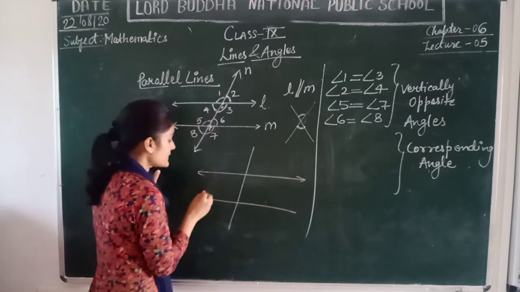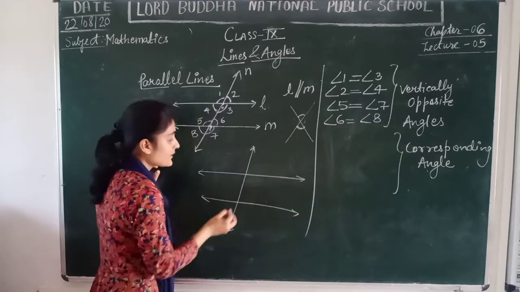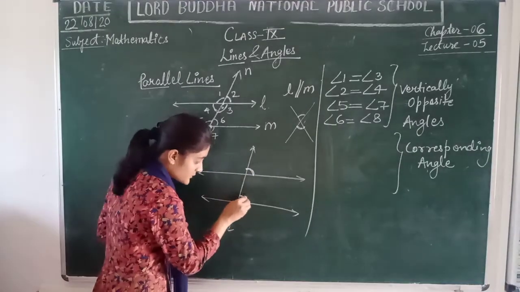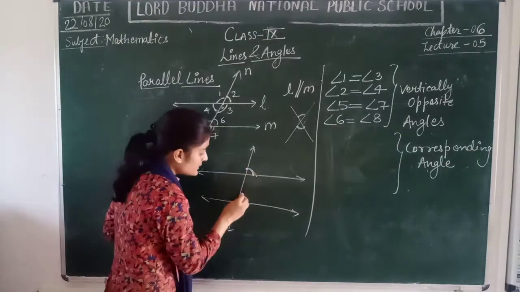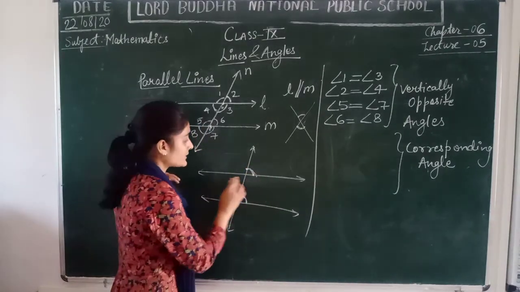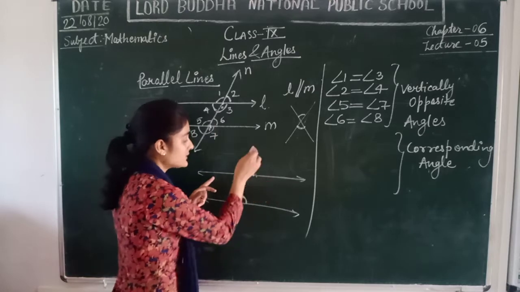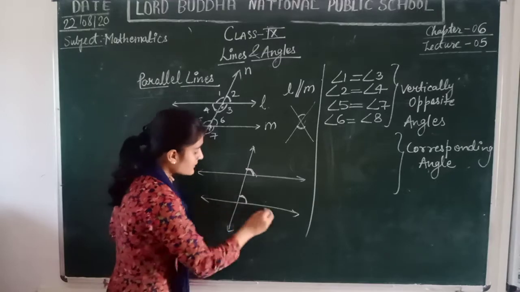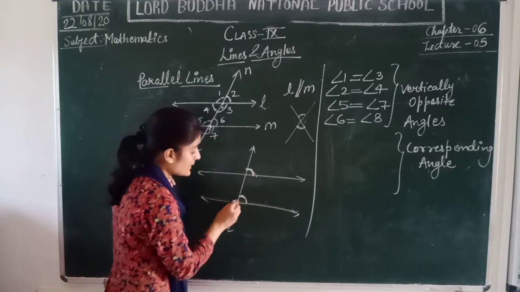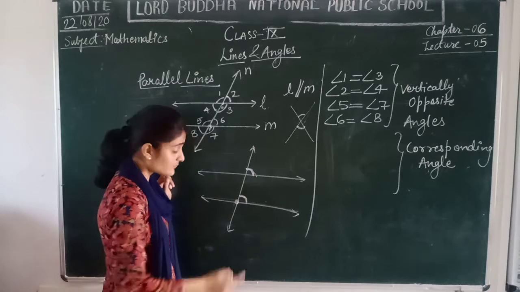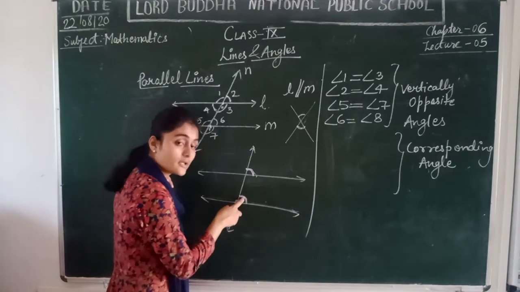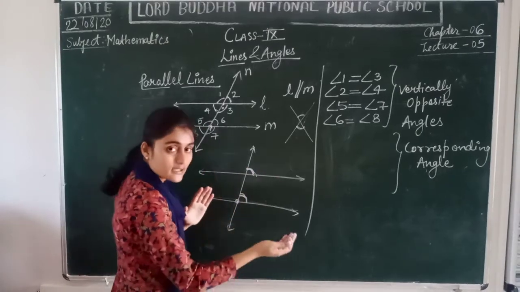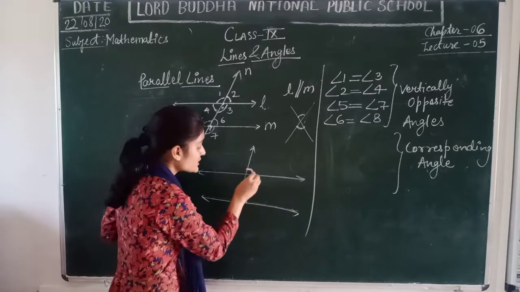See, if these two lines are intersected by a common line, an angle is formed over here. A similar angle is formed over here also, right? The position of these two angles is the same. Line 1 with the transversal has made an angle over here, and in a similar way, the second line with the transversal has made an angle over here. The position of both angles is the same. Both are on the right side, both are on the upper side. So their positions are the same.